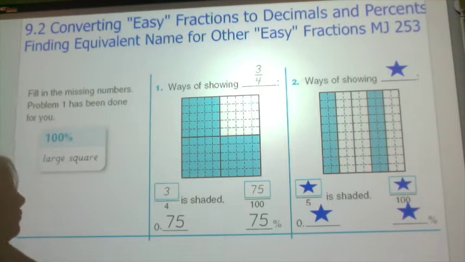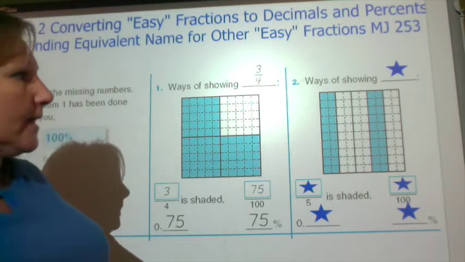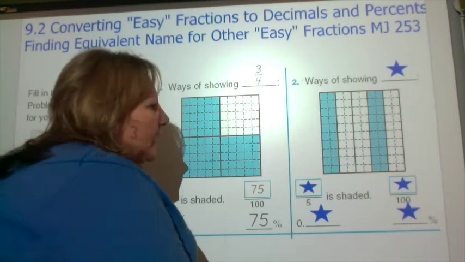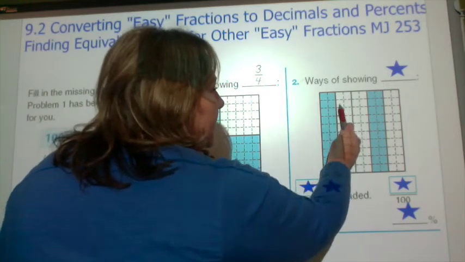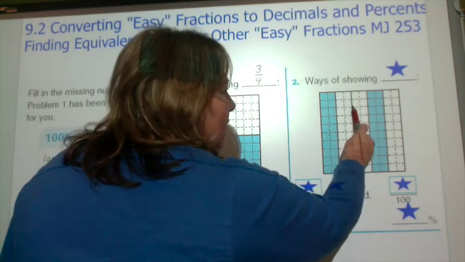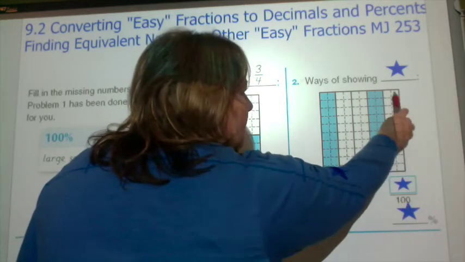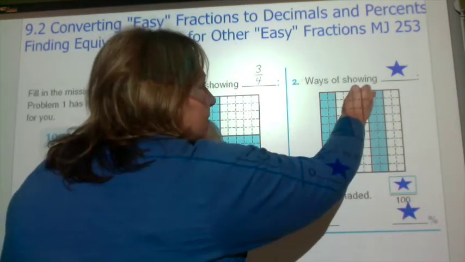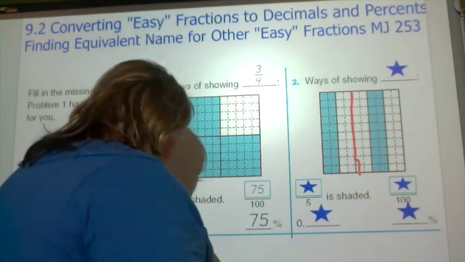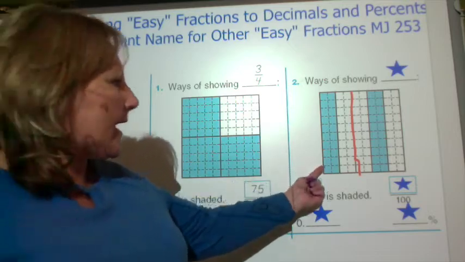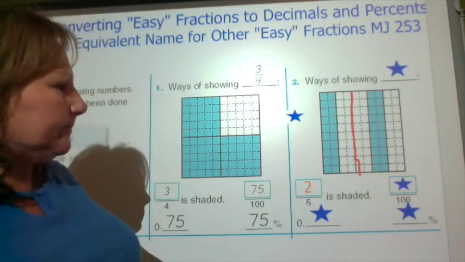Okay, next one, number 2. We're going to show how many parts out of 5 are shaded. So use your imagination again. Here's 1 part inside the blue, 1 part inside the white, 1 part inside the white again, 1 part inside the blue, and 1 part inside the white again. So maybe if we make a little line right here, that will show you. How many parts do we have shaded? I see 2 parts, 1, 2. So we have 2/5 shaded.